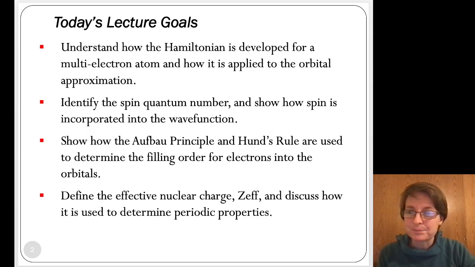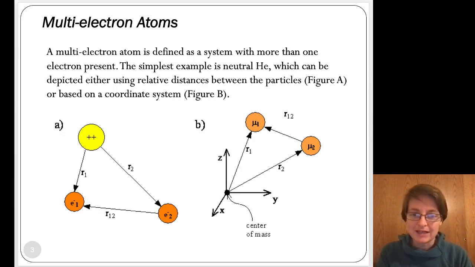So let's get started. Now, a multi-electron atom is defined as a system like you might expect, where there's more than one electron present. The simplest example, and the one that we're going to primarily focus on today, is a neutral helium atom. So it's got 2 protons in its nucleus and 2 electrons.